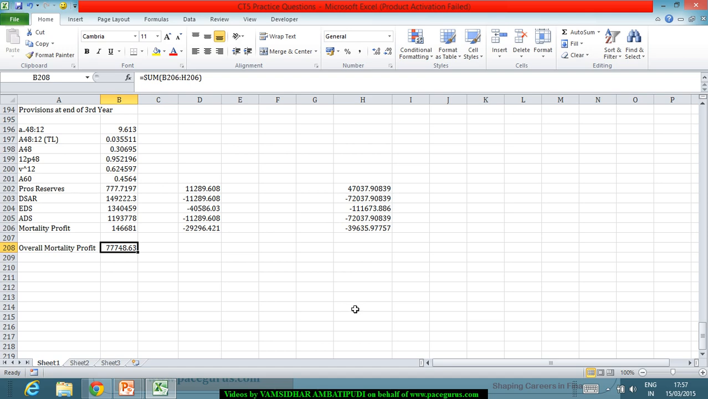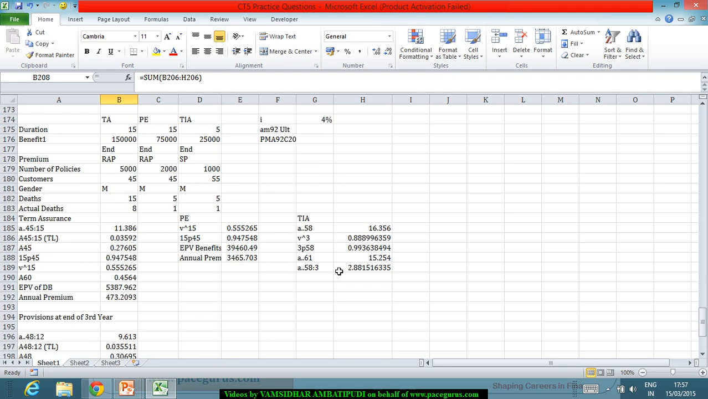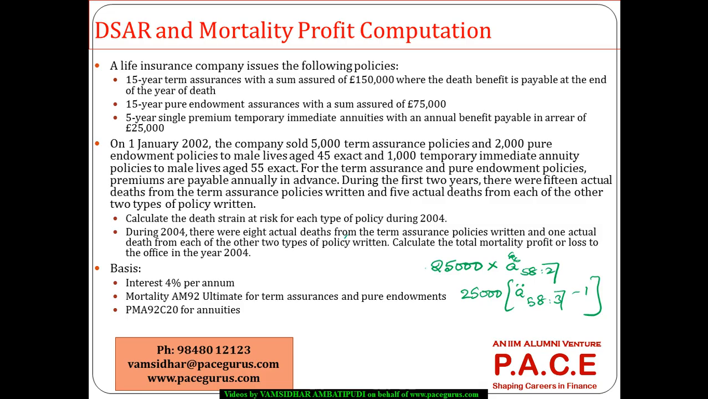77,748. So at least the understanding of the concept, especially of death strain at risk, computing the expected death strain at risk, actual death strain at risk, and from there moving further in terms of computing the mortality profit for each of the policies, and then getting into the combined mortality profit computation as well. All right.